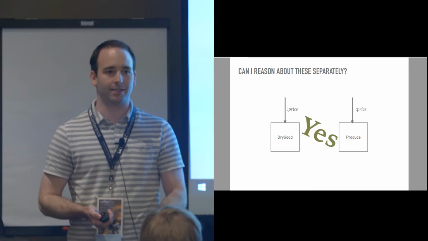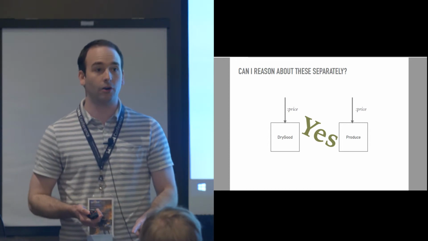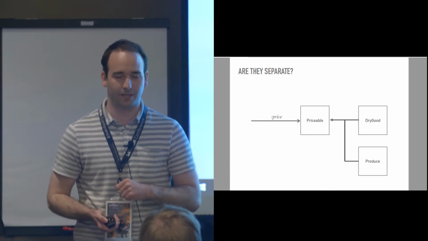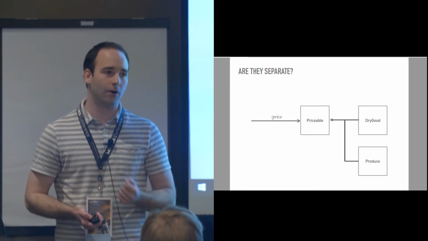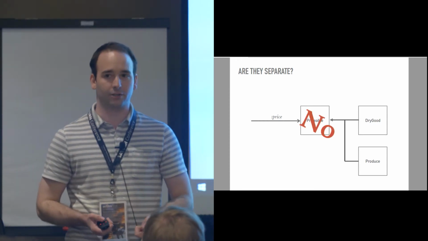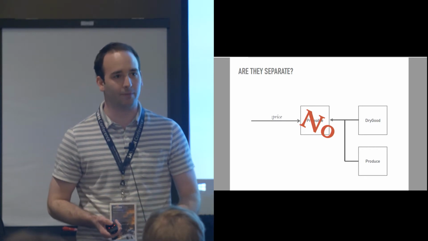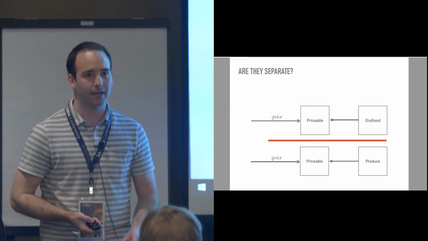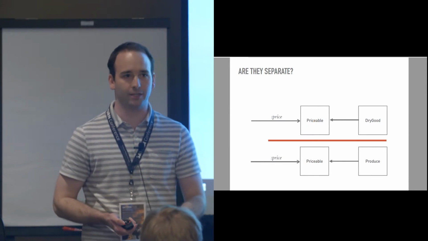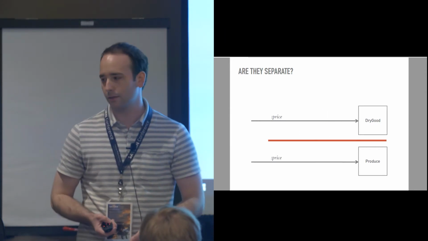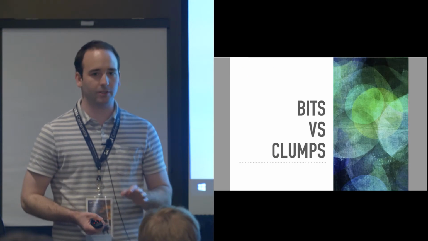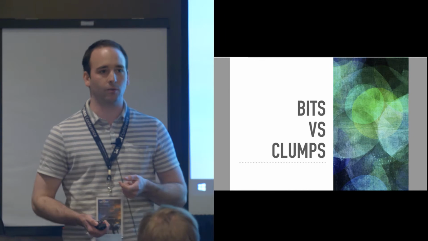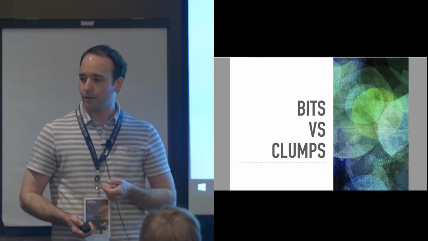The next question Kent tells us to ask is, are they structurally separate? And if they're not, we have to do something about it. And as we've already seen, they're not structurally separate. They all depend on the same thing. So we actually have to get rid of priceable and separate these things so they can change at a different rate. That's bits versus clumps. There's a link in there. You'll be able to get access to that article once we send out the slides.